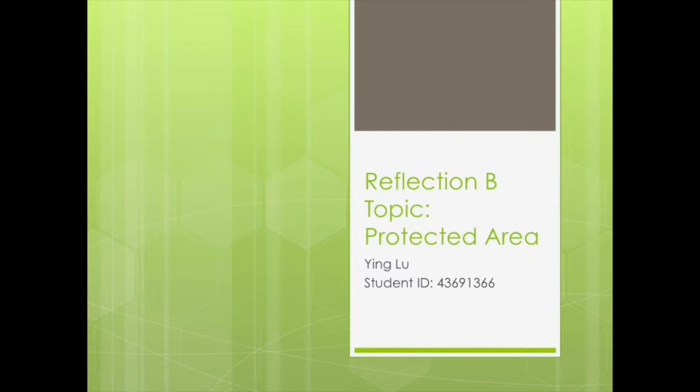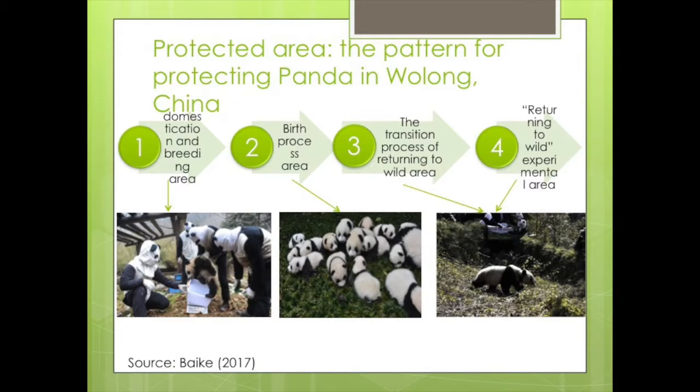This video reflection is about the pattern of Wolong giant panda protected area in China and how climate change affects panda protected areas. There are 4 steps for the Wolong giant panda protected area pattern: domestication and breeding, giving birth, the transition process of returning to the wild, and returning to the wild experimentally.